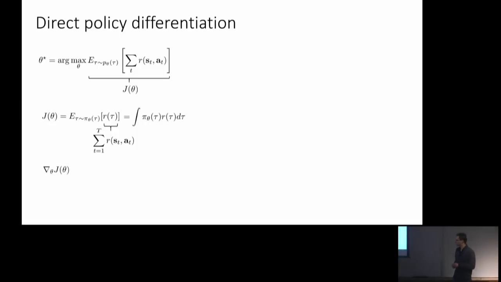So here's the thing we're after. We want the gradient with respect to theta of J of theta, because if we can get that gradient, then we can climb that gradient to improve our policy. And that's going to be the essence of this algorithm. The whole algorithm is just going to be about computing that gradient.